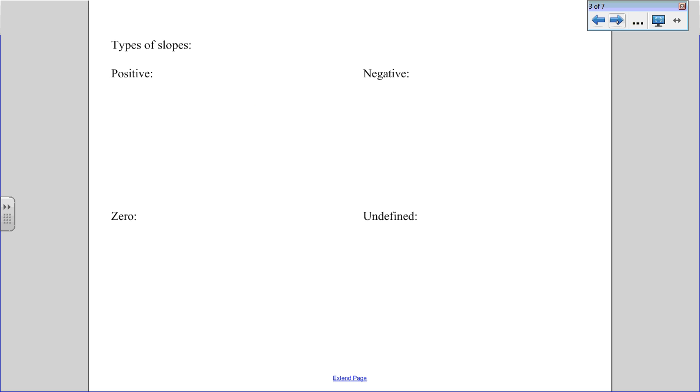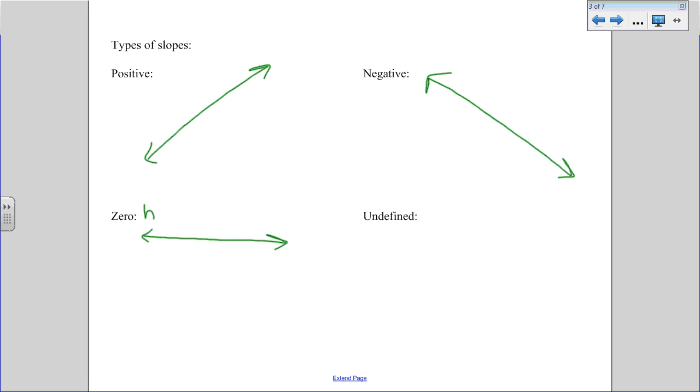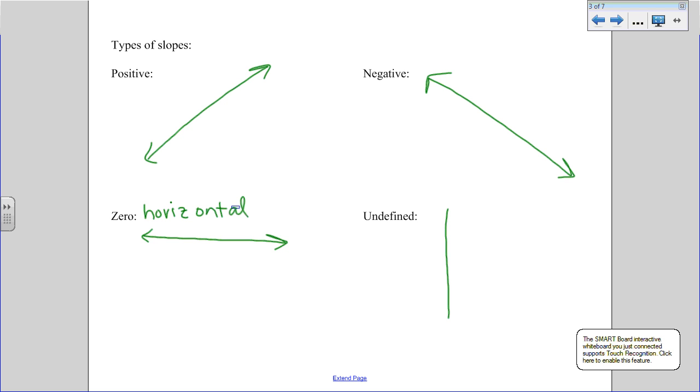So the 4 types of slope: we have positive slope that is going up and to the right. We have negative slope that is going down to the right. Zero slope is a horizontal line. And then undefined is vertical. So remember U with the V, and the Z with the 0 and horizontal for those slopes.